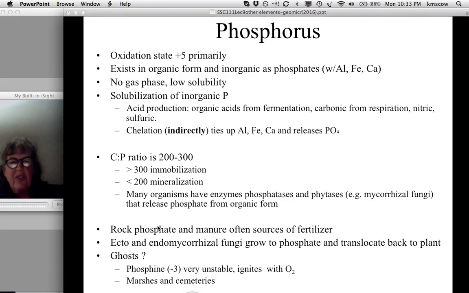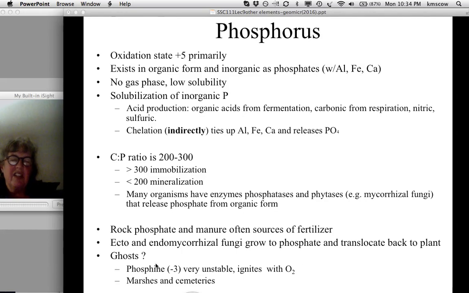Also, rock phosphate and manure have been used for many years as sources of fertilizer. Rock needs to be mineralized to become available, and manure needs to be mineralized to become available also, but two different kinds of mineralization. Ecto and endomycorrhizae are really important in accessing phosphate and helping it back to the plant.